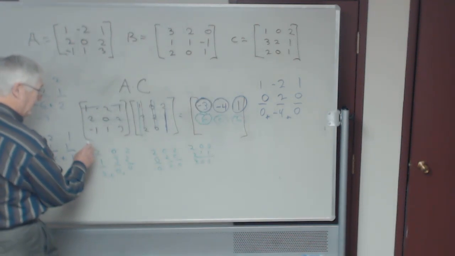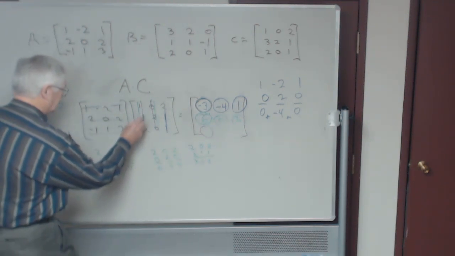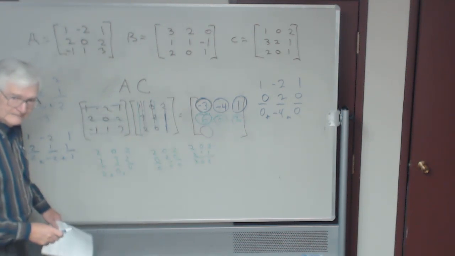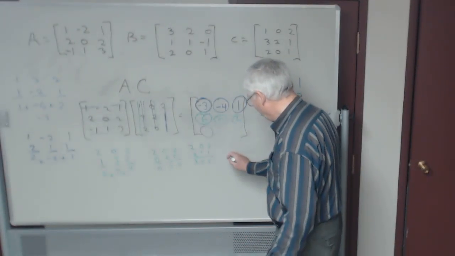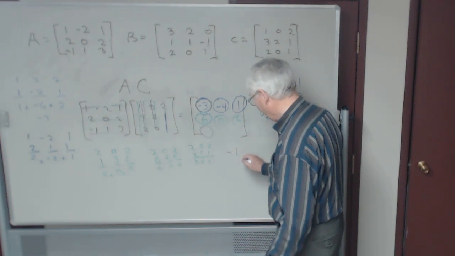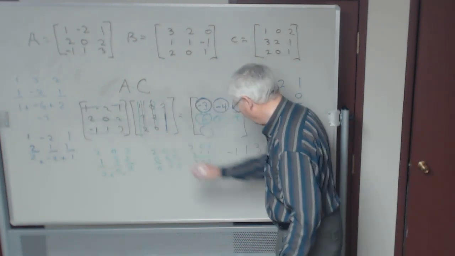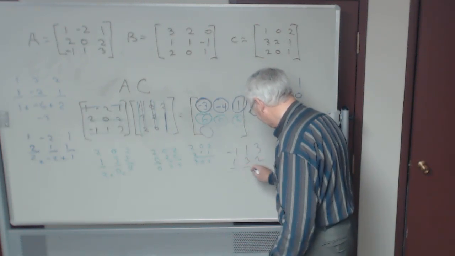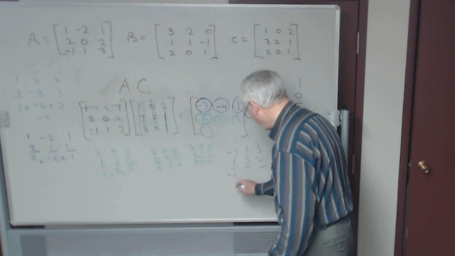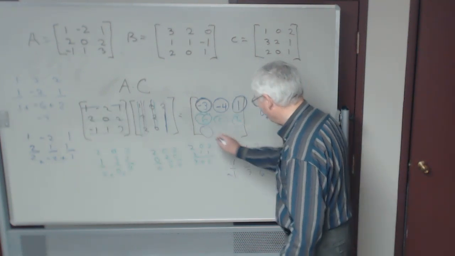So now we're ready for this one. Third row, first column. See what's going on? So we go -1, 1, and 3, and then what? 1, 3, and 2. Multiply. And that's 8.